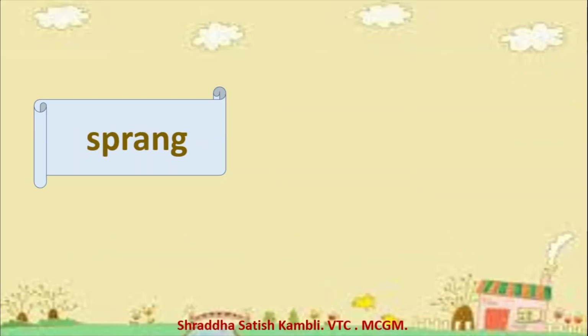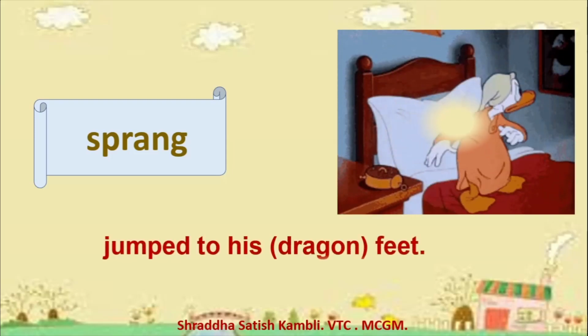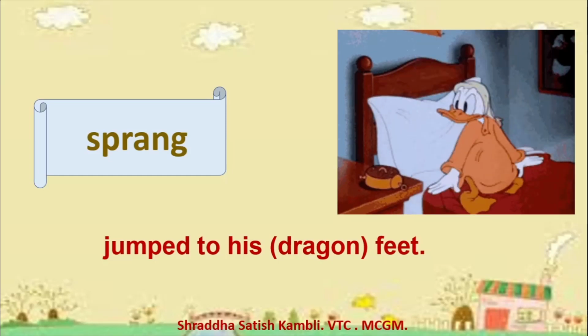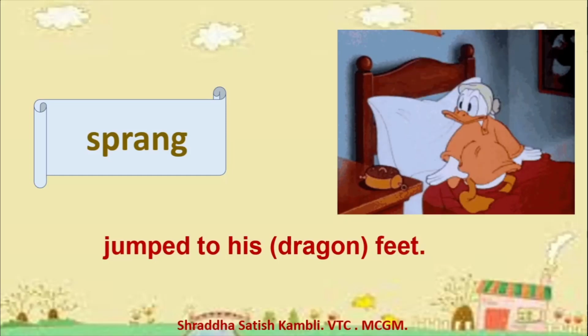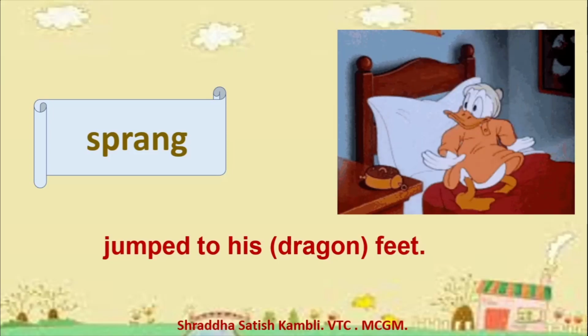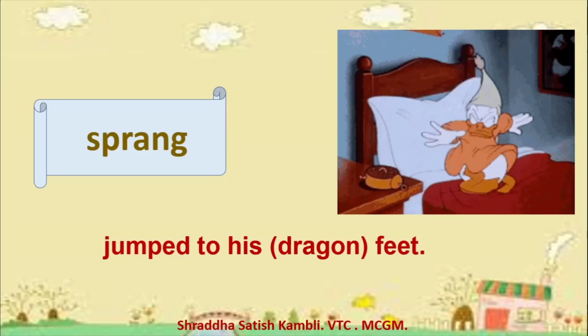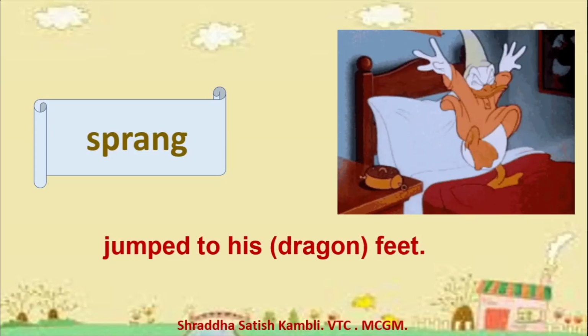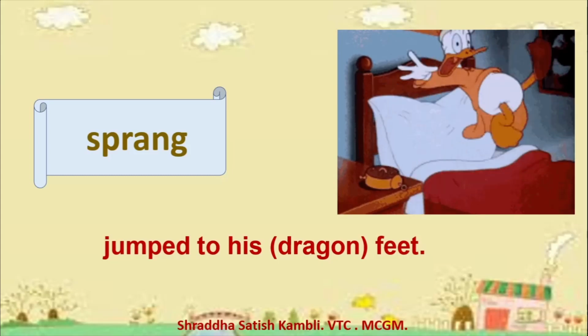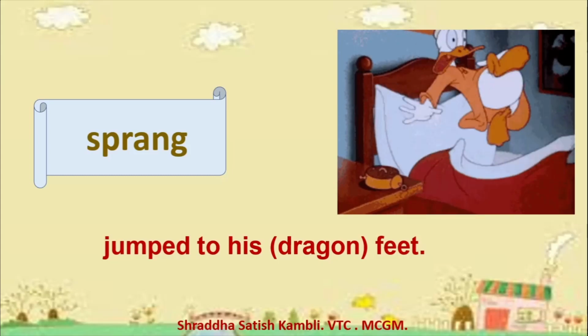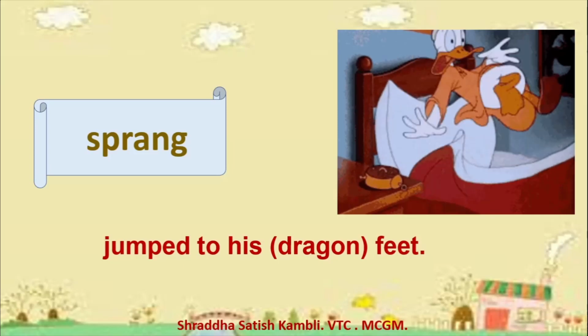And then the last meaning that we have is sprang. Now, sprang is an action here, as in jumping to his feet. So, who sprang to his feet? The dragon sprang to his feet. Now, look here. In this, you can see the duck springing to his feet because the alarm rang. Okay, so these are some meanings of the words or phrases which are given in the textbook.